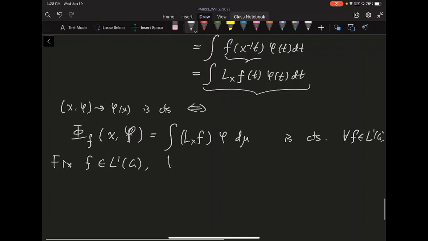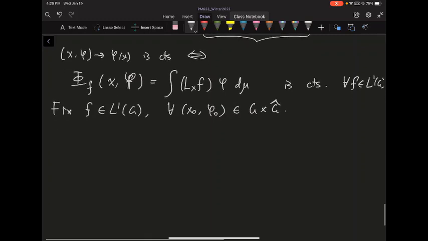All right, so now let's fix f inside L1 of G, and let's fix some point x0 and a little phi 0 inside G cross G hat. I want to find some neighborhood where big phi f evaluated at x and little phi is close enough to its value at x0 and phi 0. So that's what we want to show.